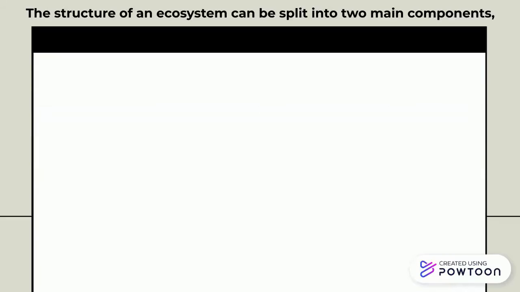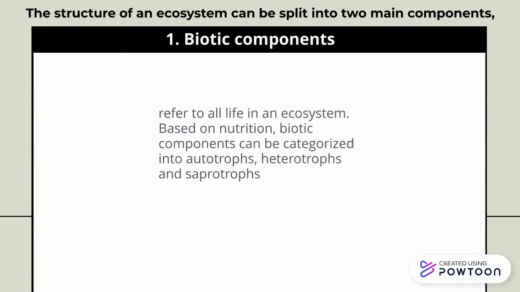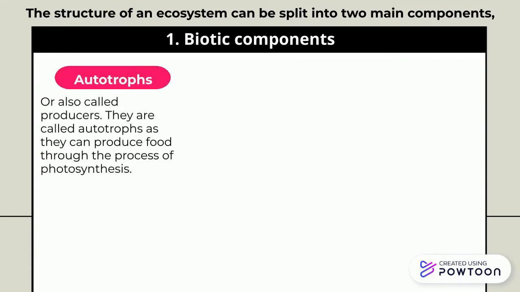The structures of an ecosystem can be split into two main components, namely biotic components. Biotic components refer to all life in an ecosystem based on nutrition. Biotic components can be categorized into autotrophs, heterotrophs, and saprotrophs. Autotrophs are also called producers. They are called autotrophs as they can produce food through the process of photosynthesis. Other organisms higher up on the food chain rely on producers for food.